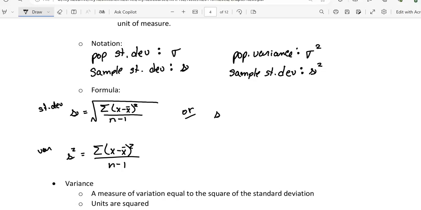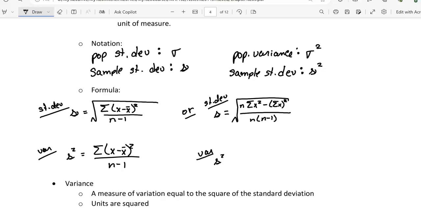This is the computational one. This one I think is a little bit easier to use. So it's n times the sum of the x squareds minus the sum of the x's quantity squared, divided by n times n minus 1. And if I wanted the variance, it would just be the square of that.